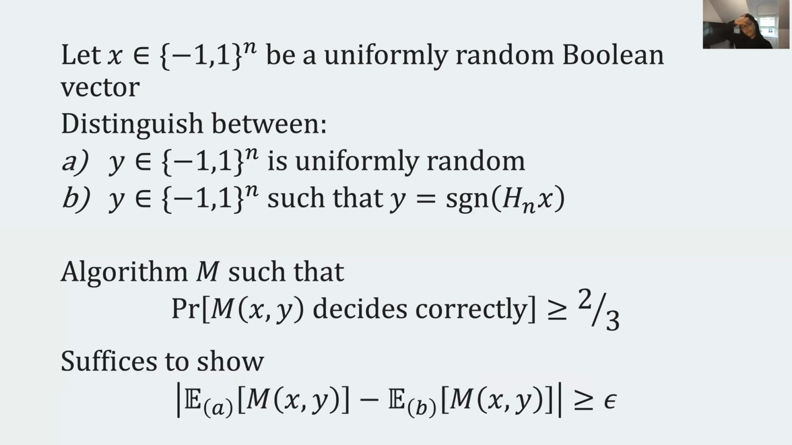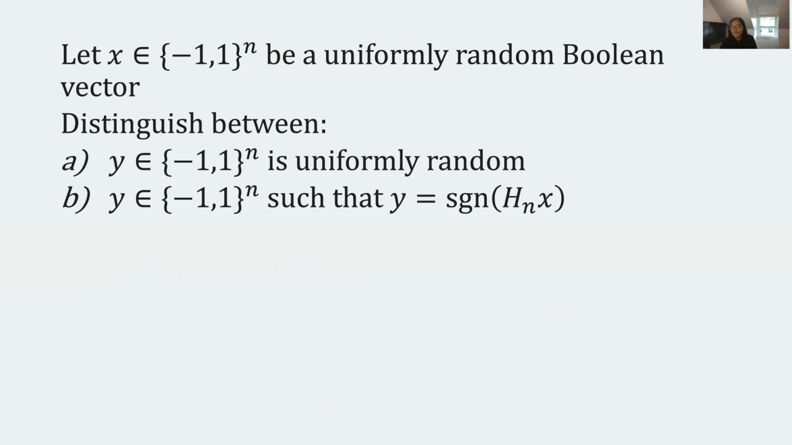Okay, so it more or less suffices to just show that if I take the expectation over distribution A and the expectation over distribution B, then M outputs a different number in expectation. The two-thirds thing is also not very important. We just want it to be some constant strictly greater than half. Eventually we'll work out what all the constants should be. But right now I'm just saying that it should be some strictly bigger than 0 constant that depends on n in a good way.